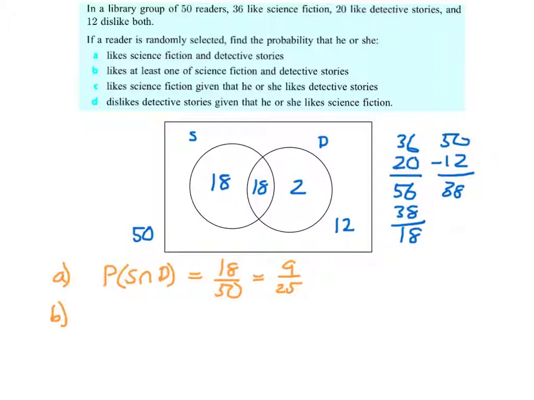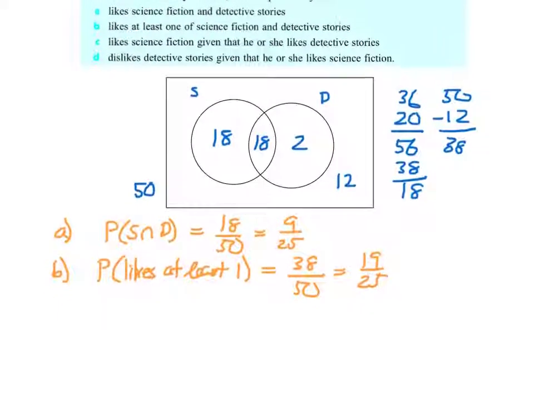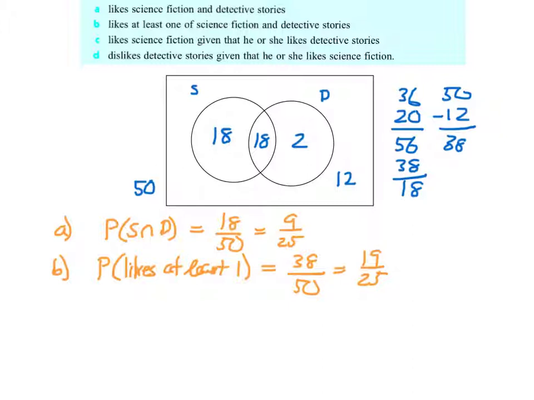And that's part A. In part B, we're asked to find the probability that the person likes at least one of science fiction or detective stories. So that's really anybody within the circles, right? These people like science fiction, these people like detective stories, these people like both. So in all cases, they like at least one. And so the probability that a person likes at least one is equal to 38, which is the sum of people inside the circles, divided by 50, and that simplifies to 19 over 25.